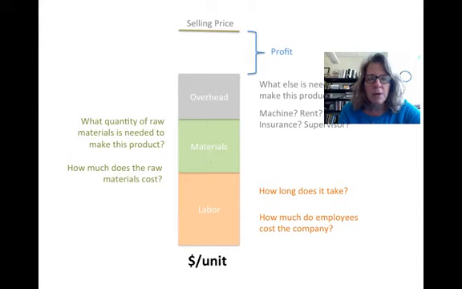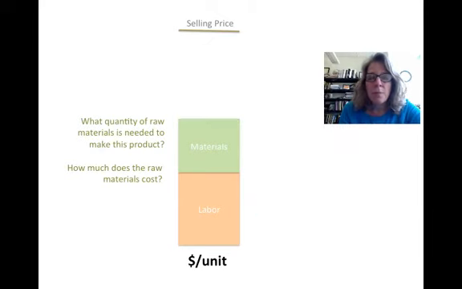So once again, we're going to turn to the next calculation to get this fully allocated dollars per unit cost. Right now we're going to be considering material costs. In the previous videos we looked at labor. So the two questions around material costs are: what quantity of raw material is needed to make this product? What are all the items needed to go into it? And how much does this raw material cost? Those are the two pieces of information we need.